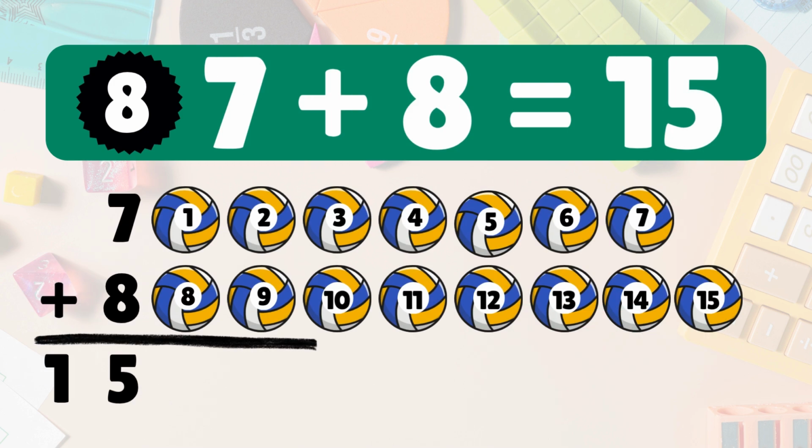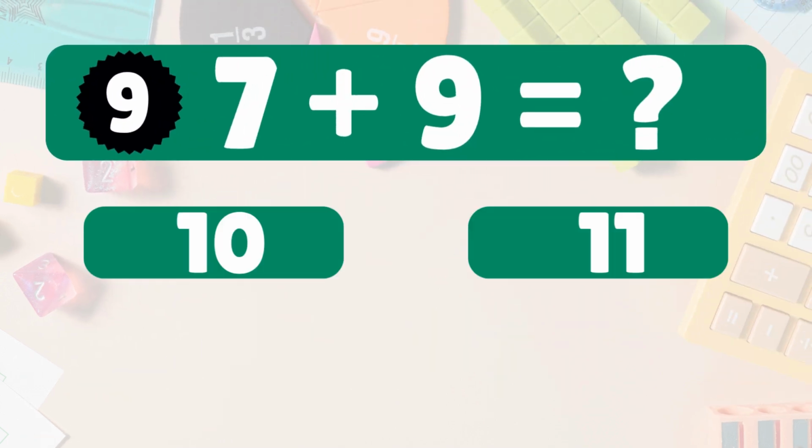What? 7 plus 8 equals 15. Count with me. 1, 2, 3, 4, 5, 6, 7, 8, 9, 10, 11, 12, 13, 14, 15. 7 plus 8 equals 15. You did it. Next, 7 plus 9 equals?